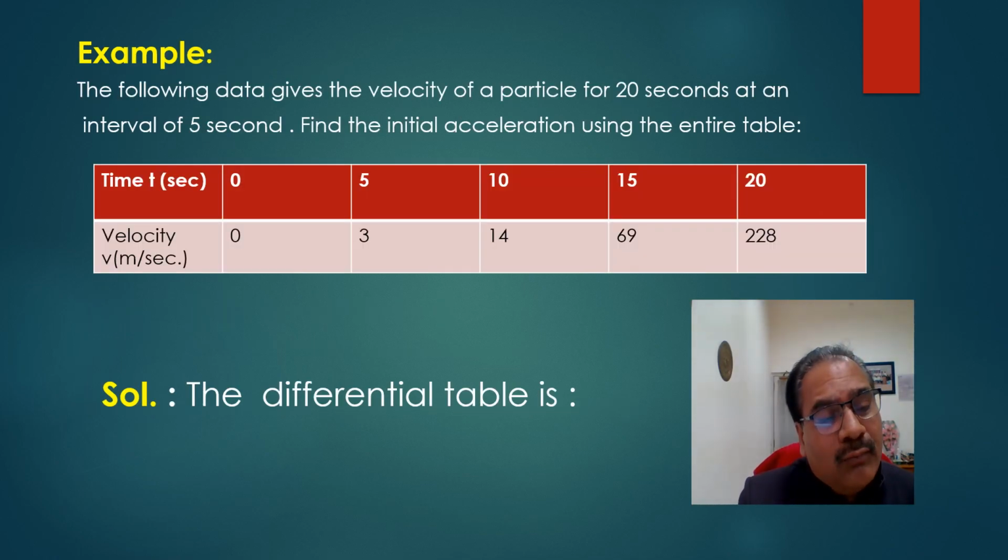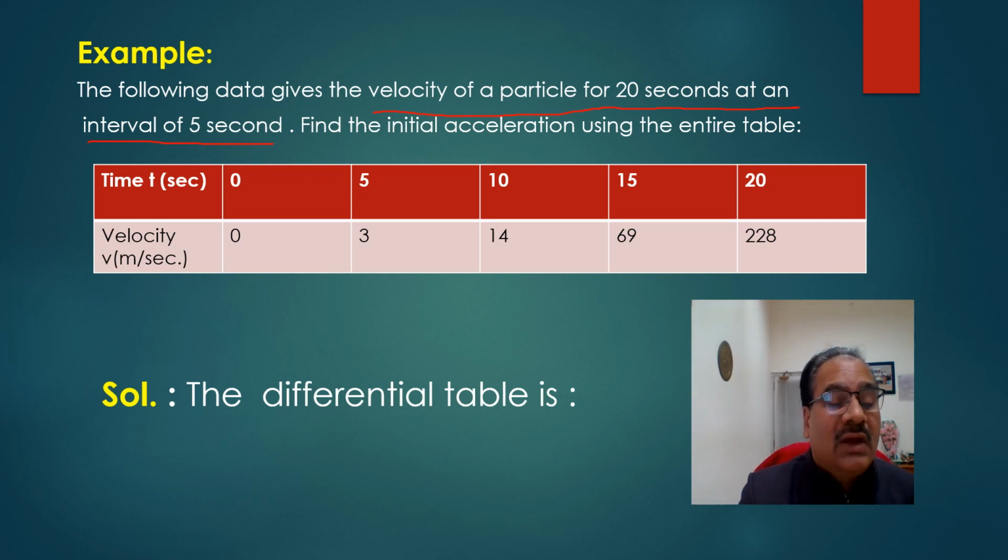Now let us look at the example. How the example and how many types of problems are asked in your major examination or minor examination, any kind of examination, where as a curriculum you are reading this subject. So the following data gives the velocity of a particle. This is an applied problem. Velocity of a particle for 20 seconds at an interval of 5 seconds. Then find the initial acceleration using the entire table. So this is the beautiful example where we compare our knowledge with the physical world, how you can apply it to the physical world. So this is a real life physical world problem.